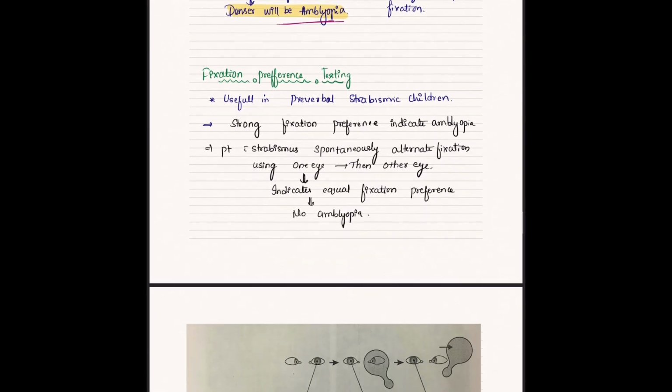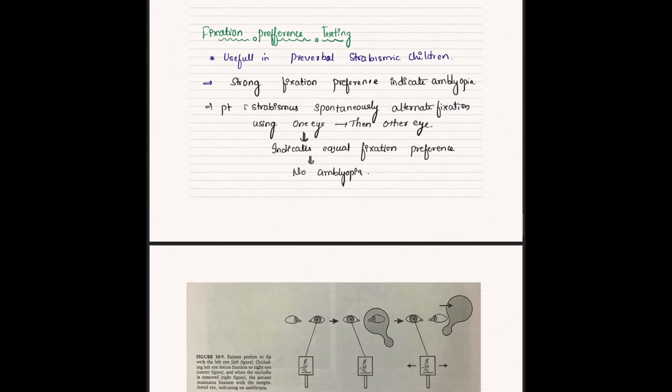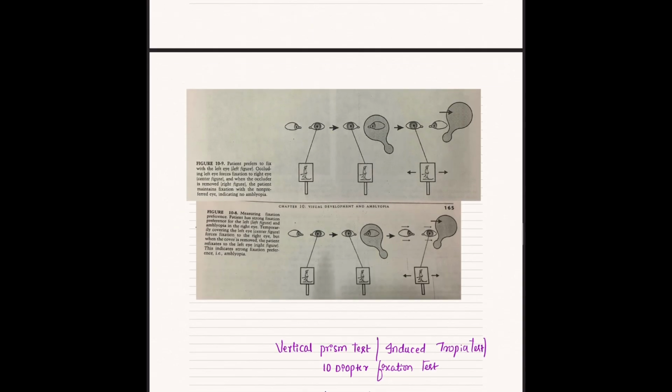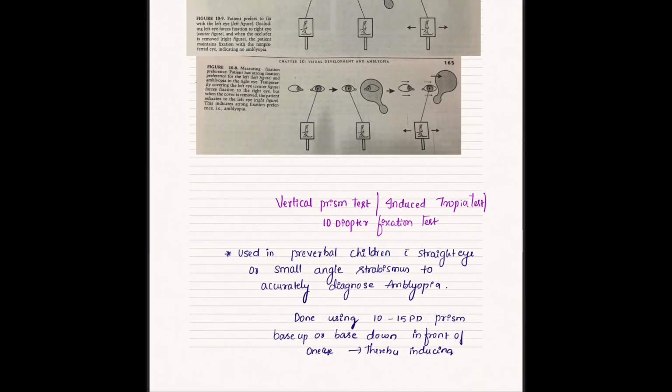Next comes your fixation preference test, which is very useful in preverbal strabismic children. A strong fixation preference will indicate amblyopia in the other eye. For example, if the patient prefers to fixate through the right eye, it means the left eye has gone for amblyopia. Whenever there is equal vision in both eyes, or if the patient fixates alternately between the two eyes, there are fewer chances that they have amblyopia. And how do you test it clinically?